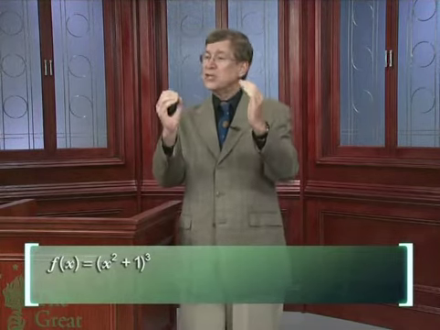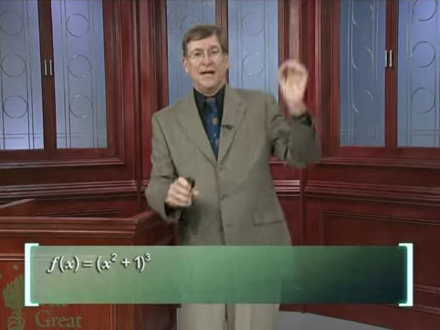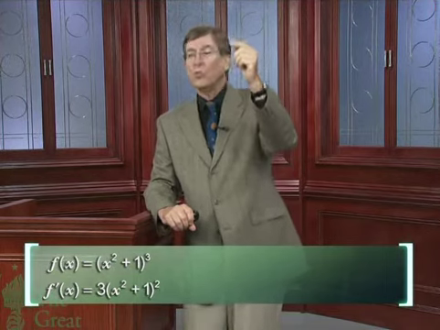Let's do the example x squared plus 1, all cubed. That's a composition of two functions. The inside function is x squared plus 1, and then we cube that inside function. So here's how the chain rule works. Let's find the derivative. The derivative equals, well, it's something cubed, so it's 3 times that thing. So it's 3 times x squared plus 1, squared. In other words, that's like the power rule.